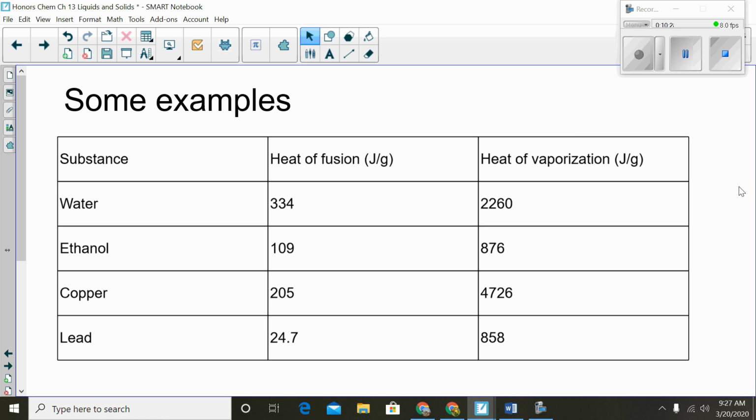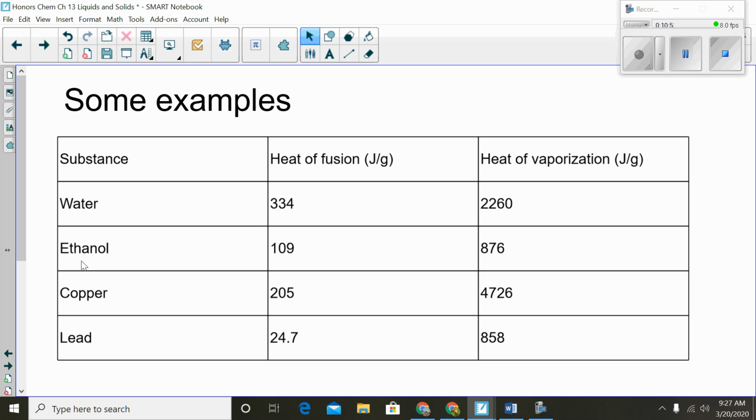This is nothing you need to memorize. You're going to use these the same way you use specific heat. These are set values. You can look them up. I just wanted to show you a few of them for some common substances. So here's water. This is the heat it takes to melt or freeze it. This is the heat it takes to condense or vaporize it.